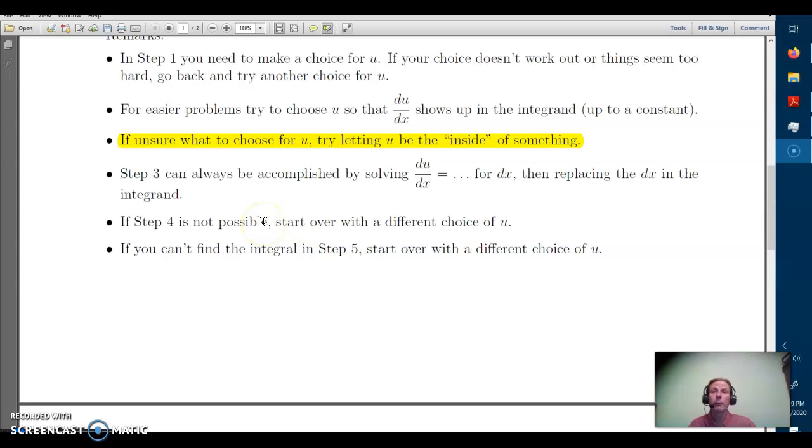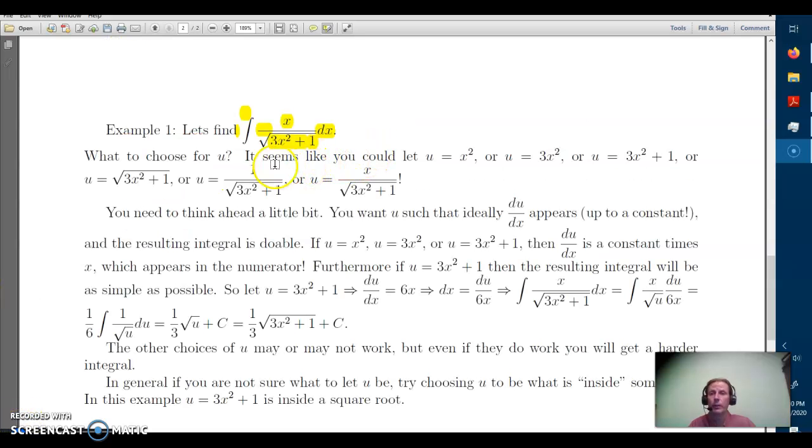There will be problems where you won't be able to choose u such that du dx shows up, and even when du dx is showing up, it's often a good idea to try and let u be inside of something, inside of some more complicated expression. In our example, inside this square root in the denominator is 3x squared plus 1, and that suggests that letting u equal 3x squared plus 1 is the best choice.